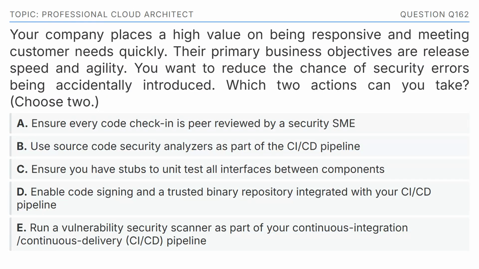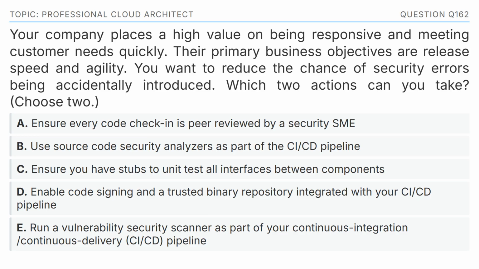Your company places a high value on being responsive and meeting customer needs quickly. Their primary business objectives are release speed and agility. You want to reduce the chance of security errors being accidentally introduced. Which two actions can you take?